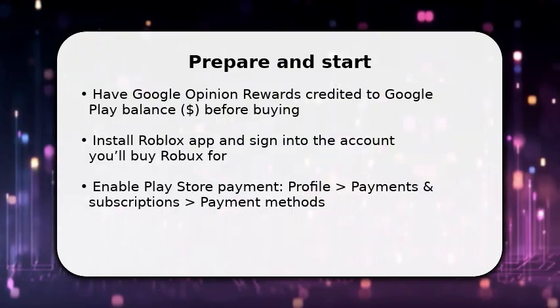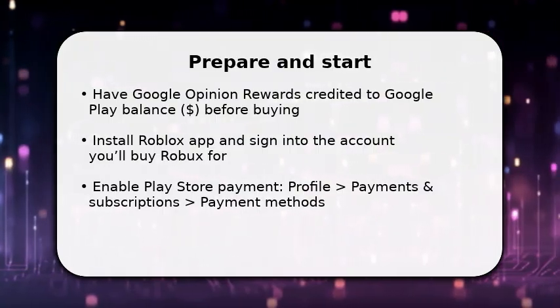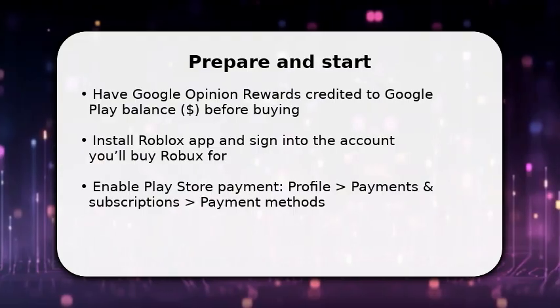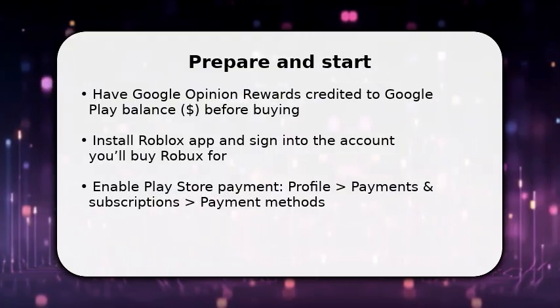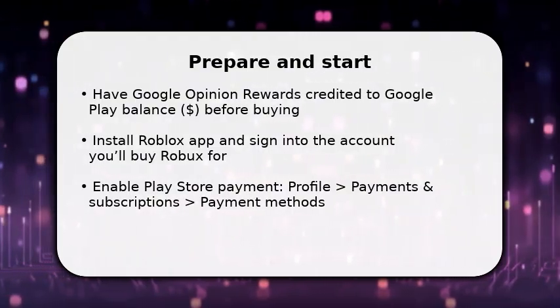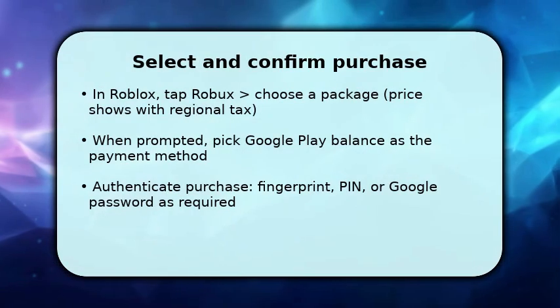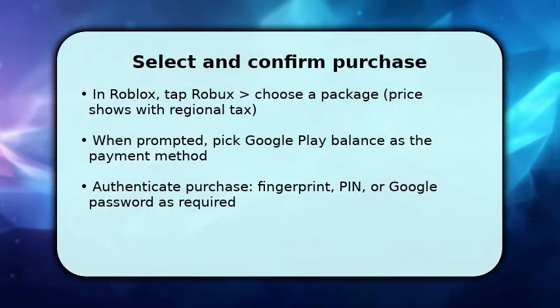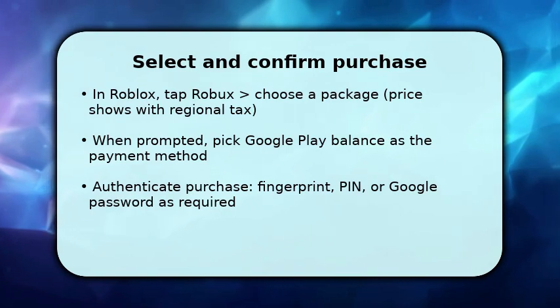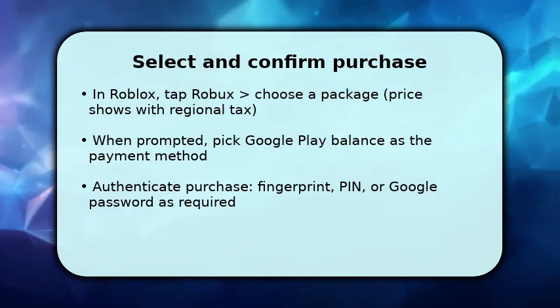Next, open the Play Store and confirm your Google account and payment methods so Play balance is selectable. Do this first so when you hit Buy Robux, Play balance appears as the payment option without delays. Now choose the Robux package that matches your Play balance and gaming needs. Regional pricing and tax can change the final cost.